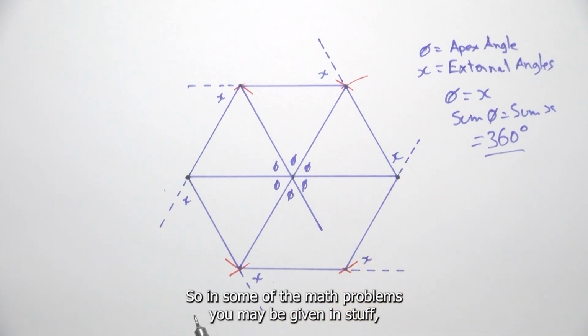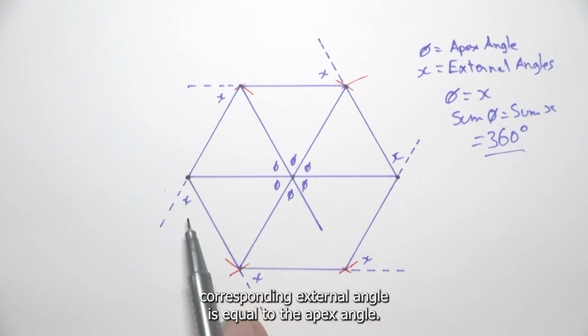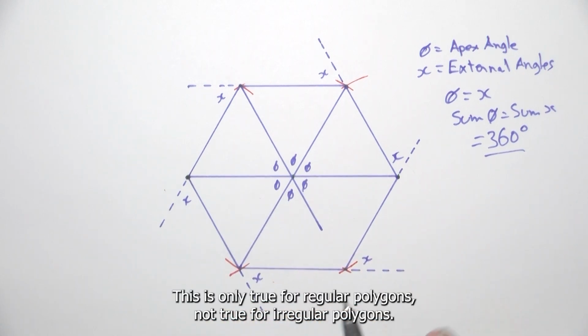So in some of the math problems you may be given, depending on what you're given, just know that the corresponding external angle is equal to the apex angle. Okay, so they're related. This is only true for regular polygons, not true for irregular polygons.